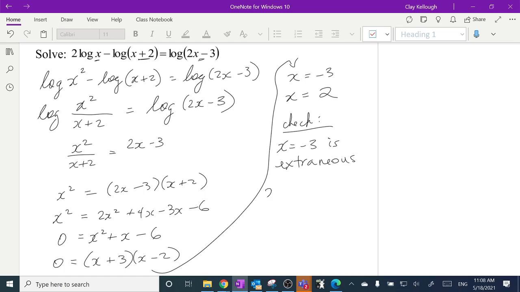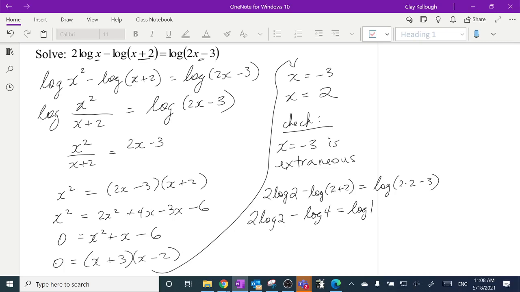Well, if x equals 2, I have 2 times the log of 2 minus the log of x plus, oh, sorry, I know x is 2. Log of 2 plus 2 equals the log of 2 times 2 minus 3. So let's tidy that up. That's 2 times the log of 2 minus the log of 4 equals the log of 4 minus 3, which is the log of 1.